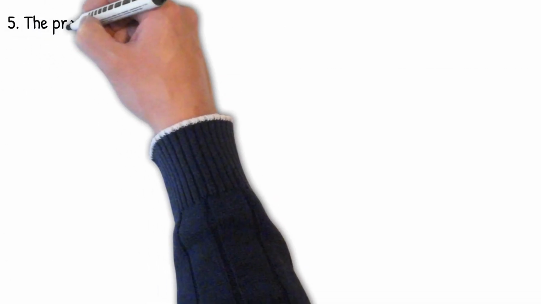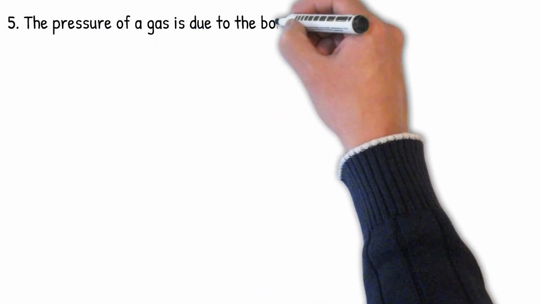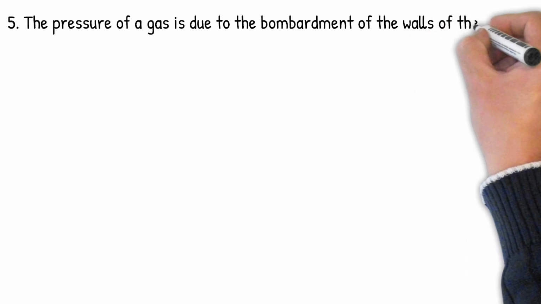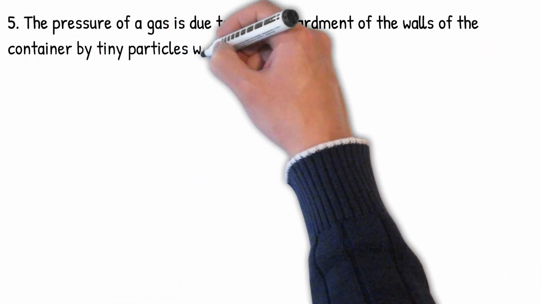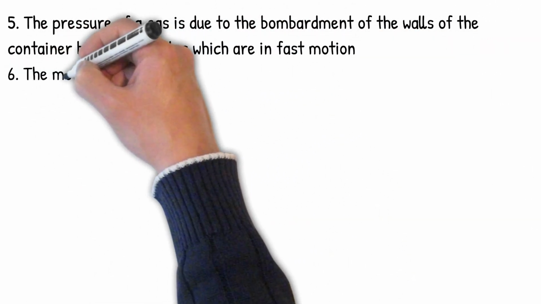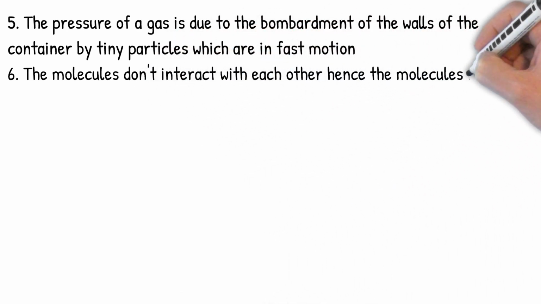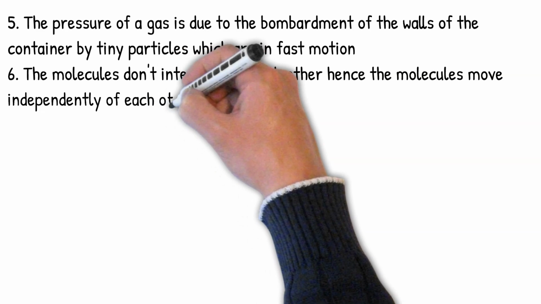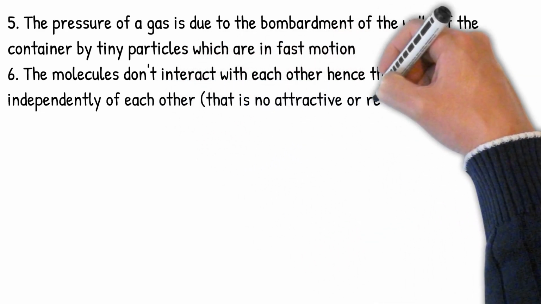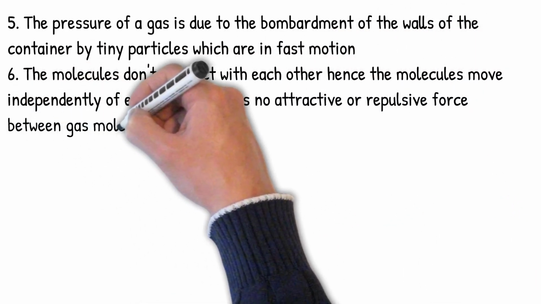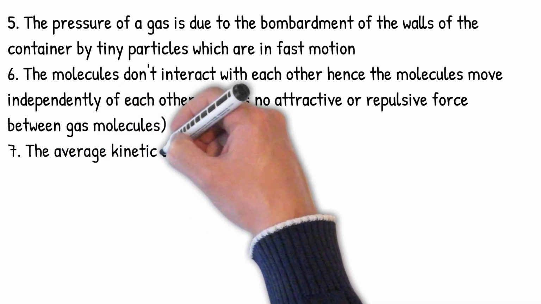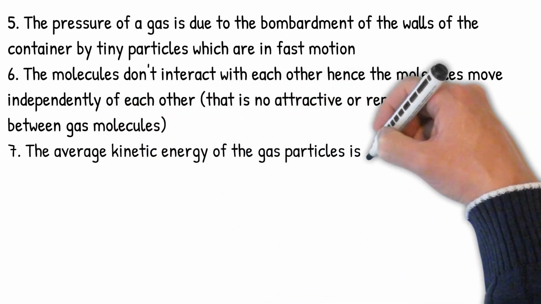Number 5. The pressure of a gas is due to the bombardment of the walls of the container by tiny particles which are in fast motion. Number 6. The molecules don't interact with each other, hence the molecules move independently of each other. That is, no attractive or repulsive force between gas molecules. Number 7. The average kinetic energy of gas particles is proportional to the absolute temperature.